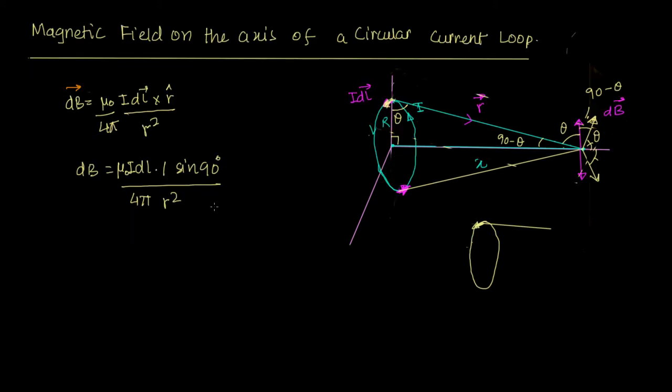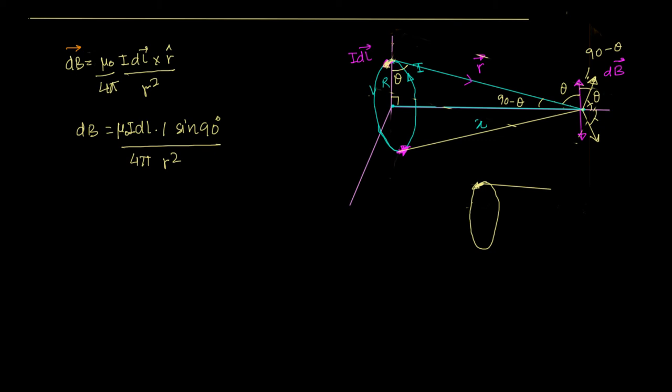So this is dB, but I am interested basically in the field that is pointing outward, away. And why that? Because I know that the other one, the vertical one, has a tendency to get cancelled. So we are talking about this field, which is nothing but dB cos theta, right? So I say that the axial field is dB cos theta, and I know dB is mu naught I dl upon 4 pi r square.